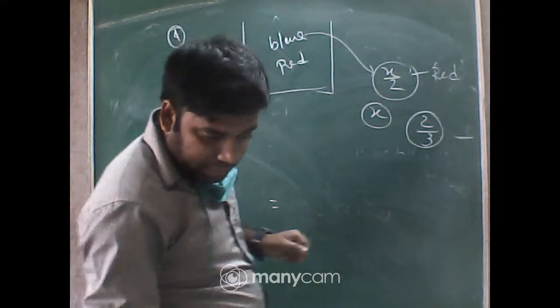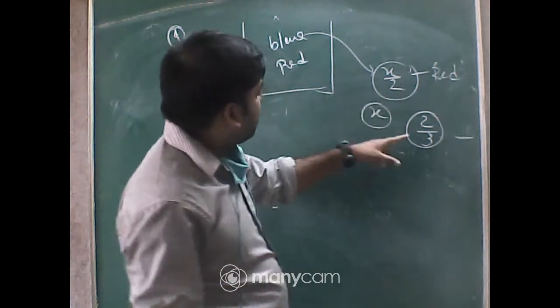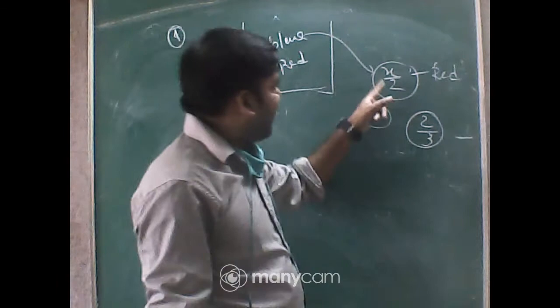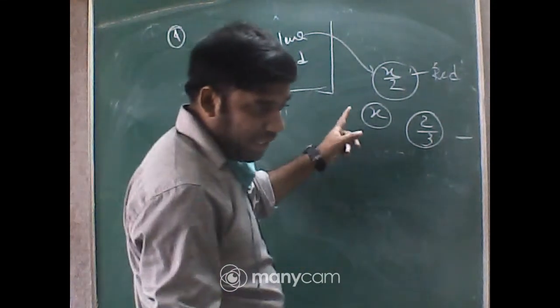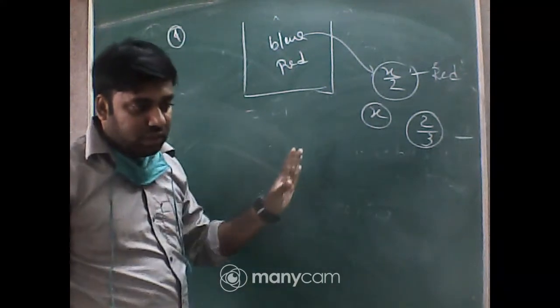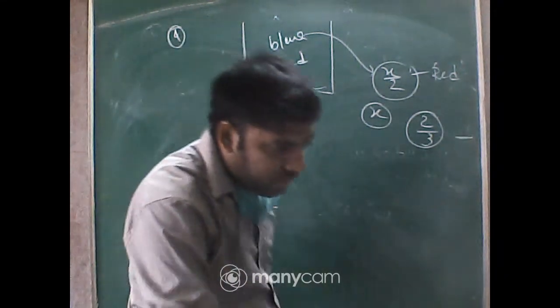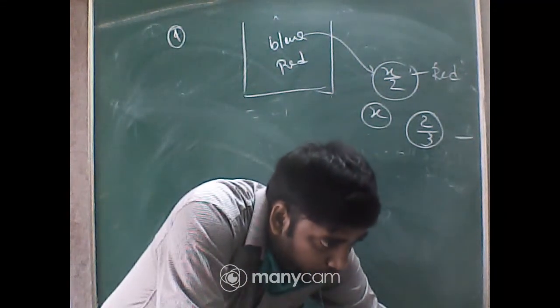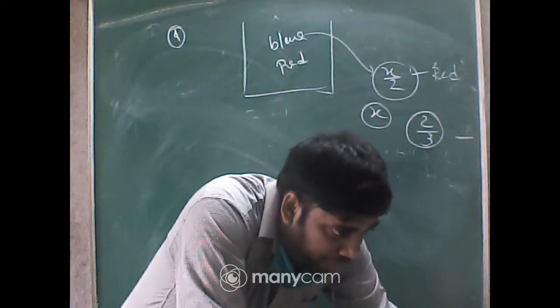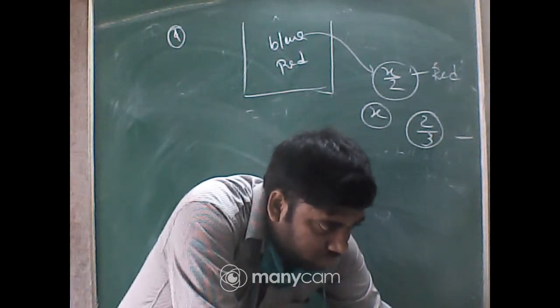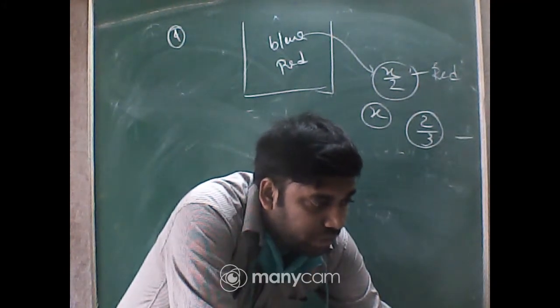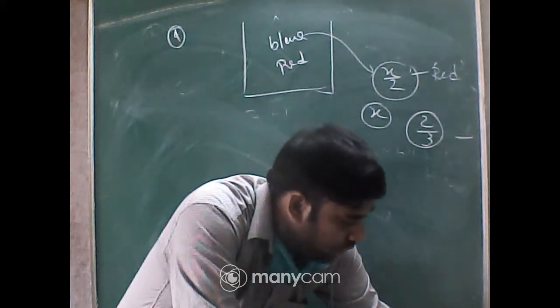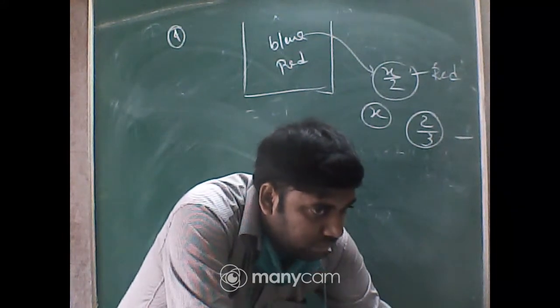Probability of getting blue ball is 2 by 3. Probability of getting red ball is x by 2. Then find the value of x. Find the value of x quickly. Any doubt regarding that question? That will be written on the notice.